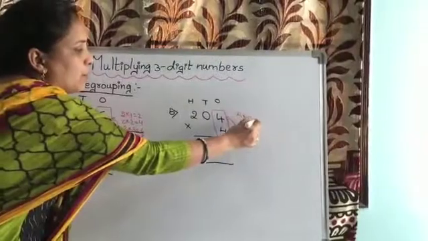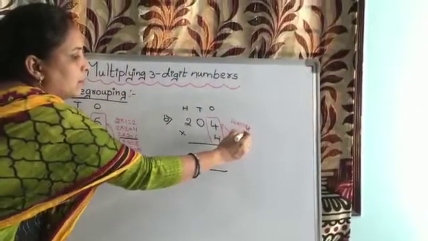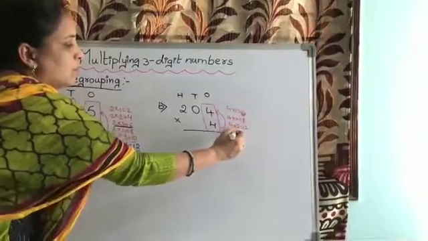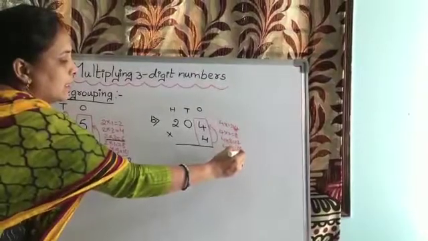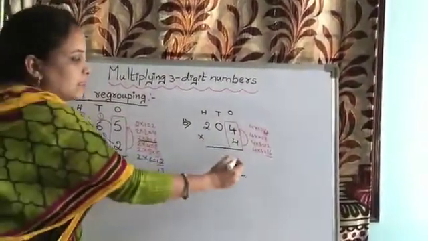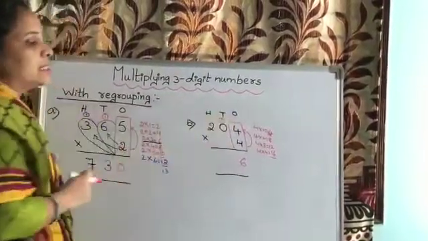4 1s are 4, 4 2s are 8, 4 3s are 12, 4 4s are 16. Here also we got double number. We can't write directly the double digit here. 6 in ones place digit and 1 should go carry over to the tens place digit.